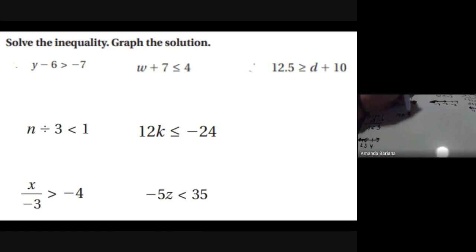12k is less than or equal to negative 24. Once again, we just do our normal t-chart. We had 12 times k. We're going to divide by 12 on both sides. So now k is less than or equal to negative 2.